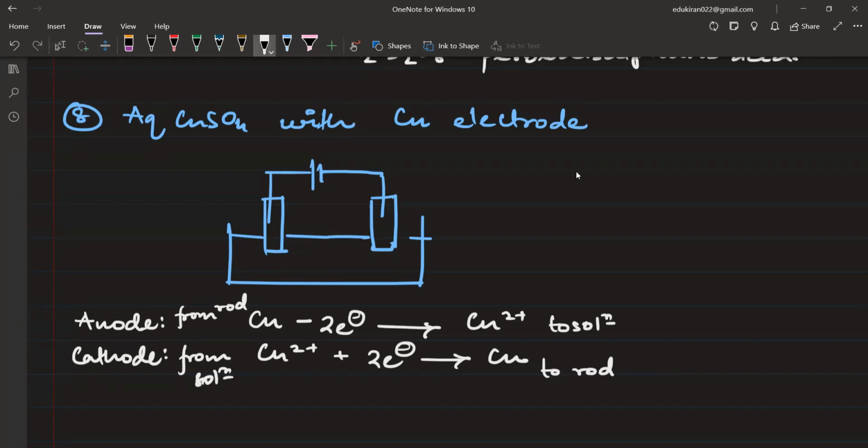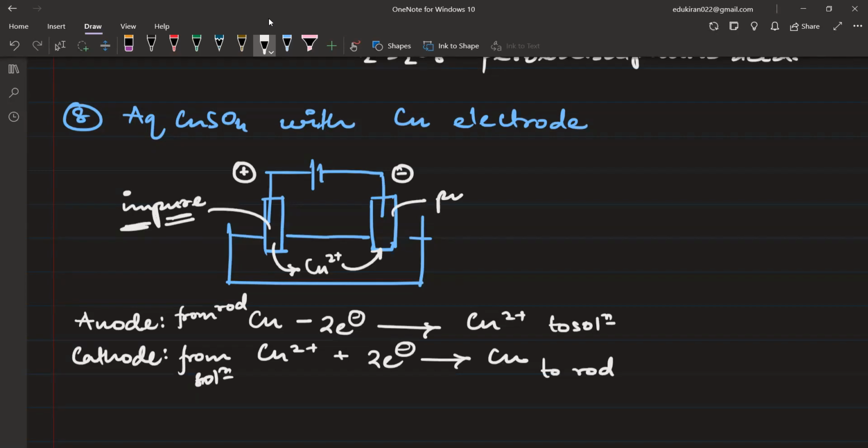Now, this type of methodology is also used for the purification of metals. For example, if we have impure copper here, it has some impurities, let us say some different metal, but that metal is not going to go into the solution because the solution is of Cu2+. So only Cu2+ is going to get into the solution, and from here the Cu2+ is going to get reduced. This is negatively charged, this is positively charged, right? So impure copper is coming towards the solution, and it is getting deposited as pure copper.